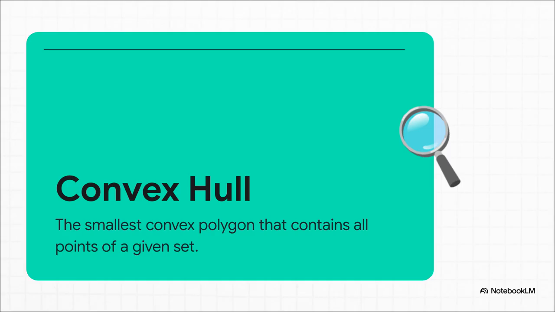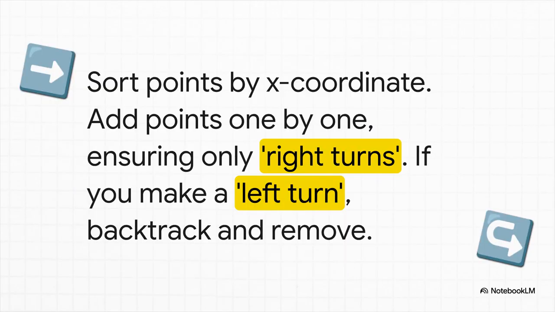Imagine all your points are nails sticking out of a board. If you stretch a rubber band around the whole set and let it snap into place, the shape it makes is the convex hull. So how does Andrew's algorithm work? First, like always, we sort the points by their x-coordinate. Then we build the hull piece by piece.